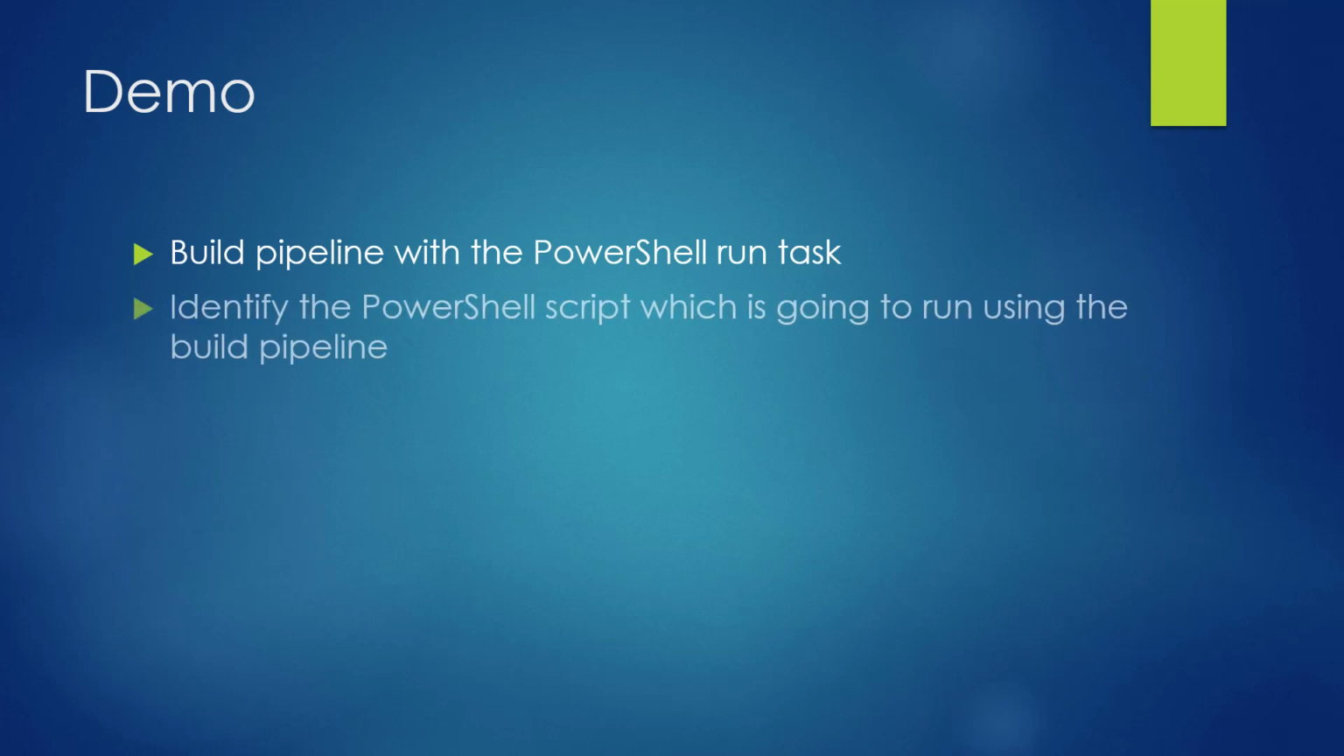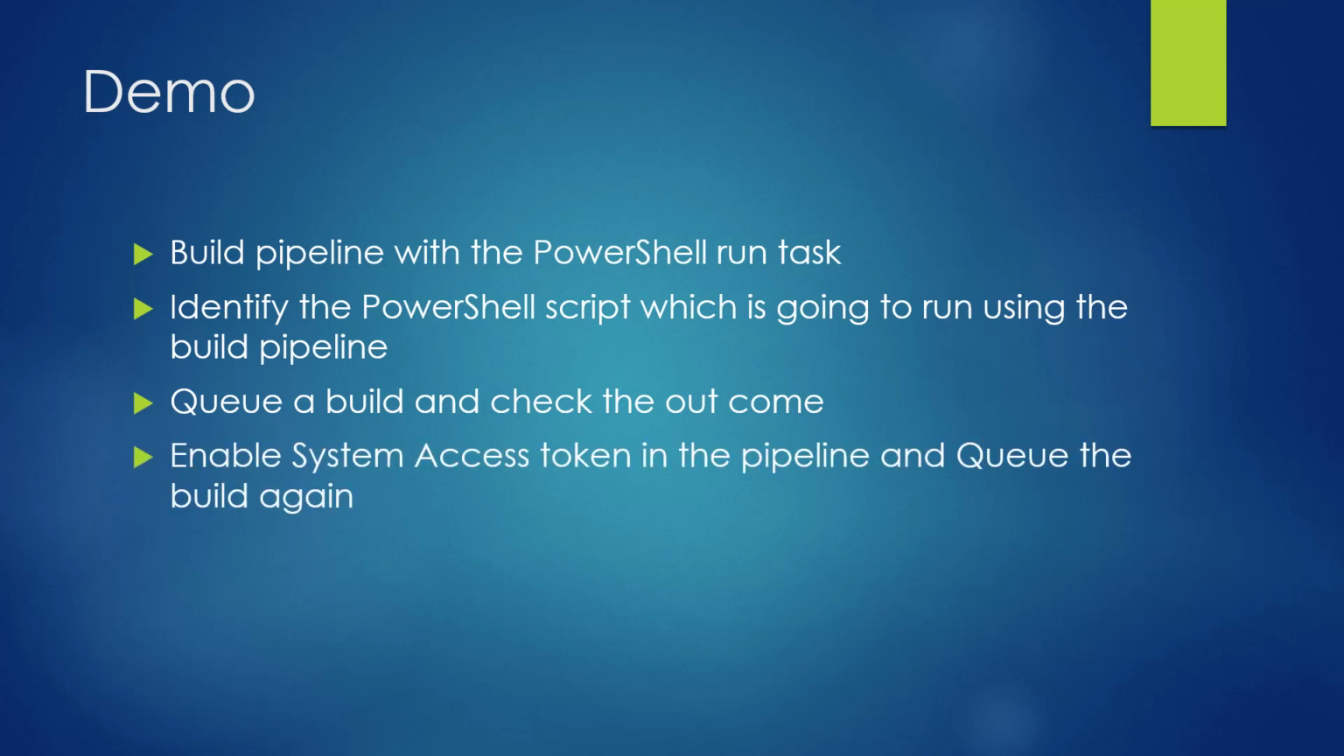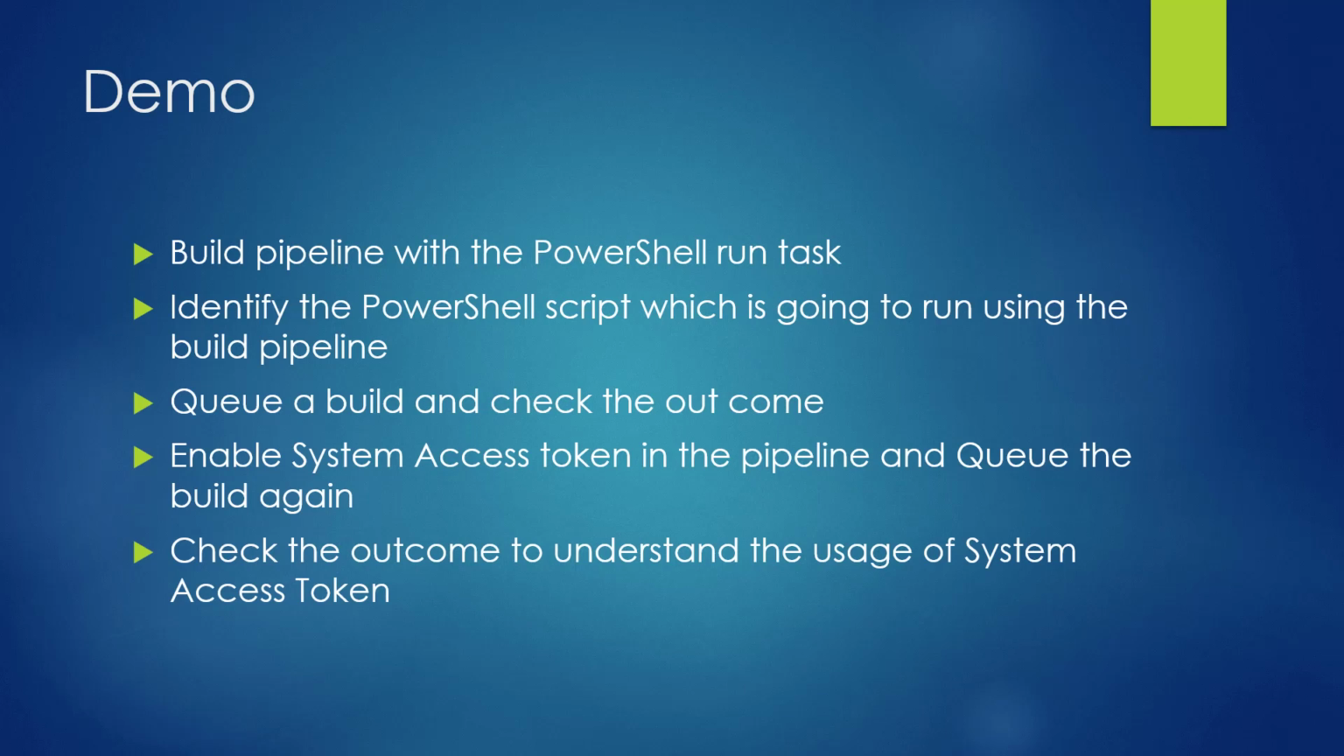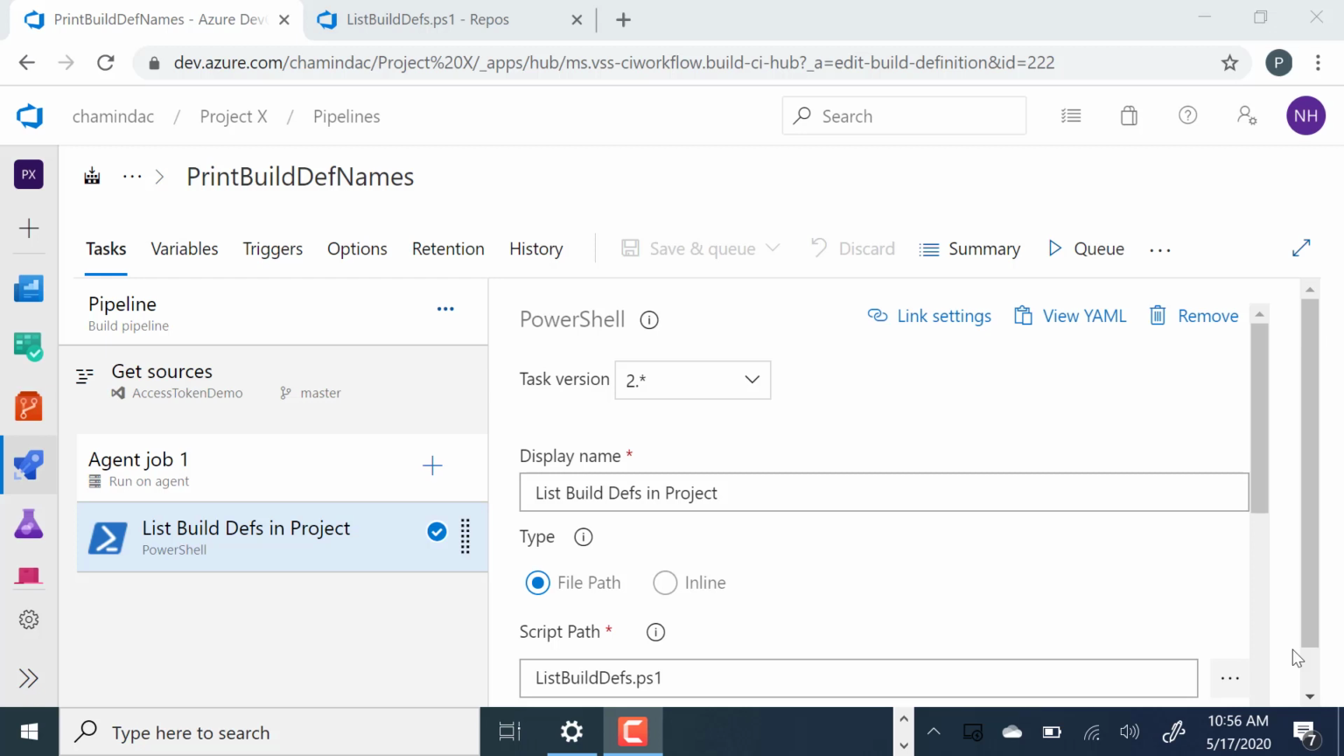In the demonstration, we are going to use the Azure DevOps build pipeline with the PowerShell run task. I will explain the PowerShell script and you will be able to get an idea of the outcome of the pipeline. Then we'll queue a build and check the outcome. After that, we'll enable the System Access Token in the pipeline and queue the build. Finally, we'll check the build outcome and understand the usage of the System Access Token. Now we have an understanding of Personal Access Token and System Access Token. Let's move to the demonstration and learn how to use System Access Token in the pipelines.